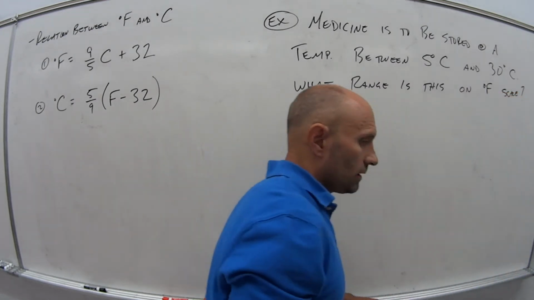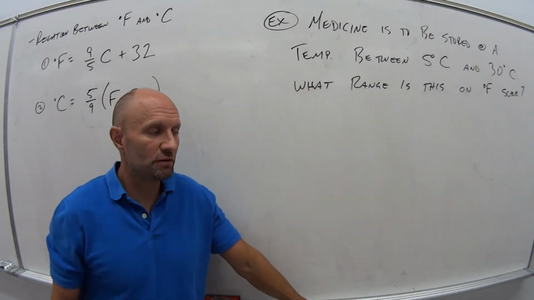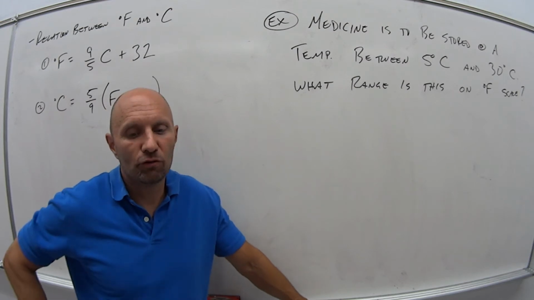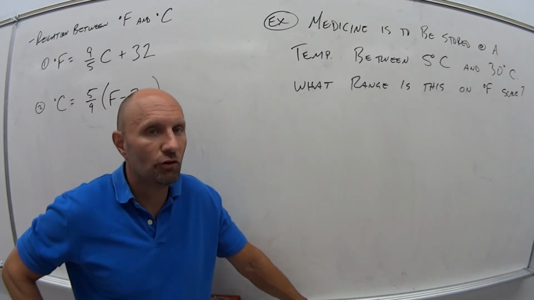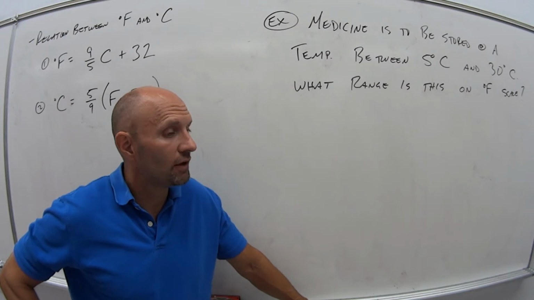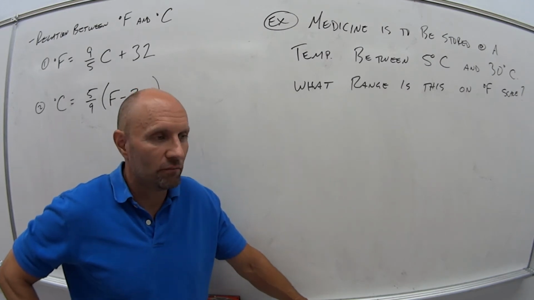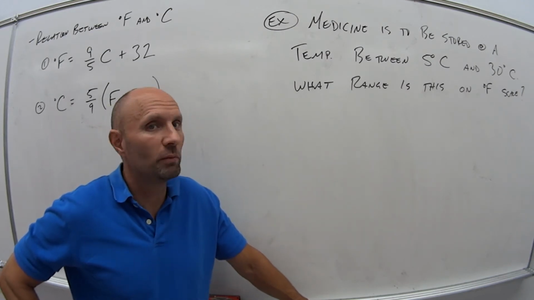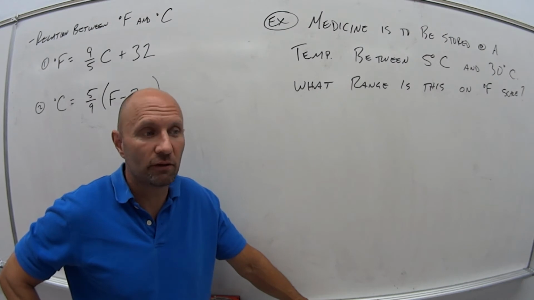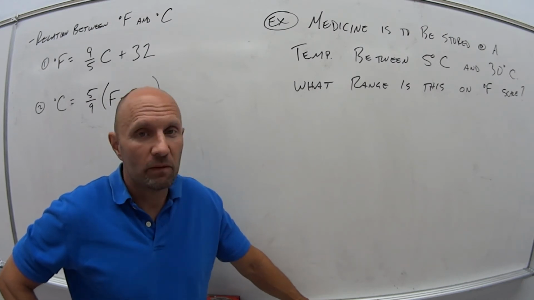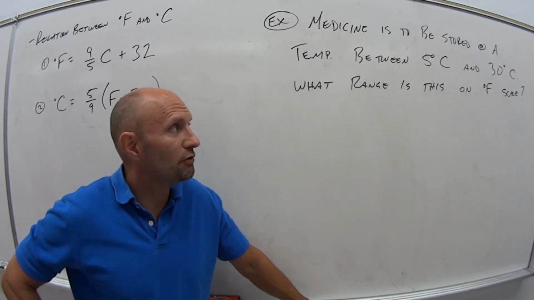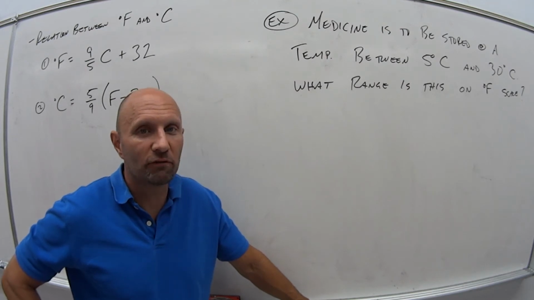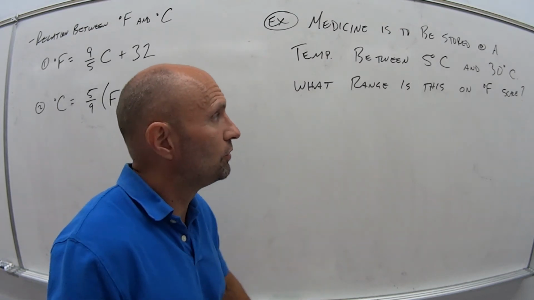So, again, even though we're not dealing with this much in this class, you might deal with this in your job. I know a lot of nursing students have to take this class. Maybe you get a medicine in shipment and it says it has to be stored between 5 degrees and 30 degrees Celsius. Well, maybe you don't have a conversion there and you need to know, all right, what does this have to be Fahrenheit-wise? This is how you would do it.